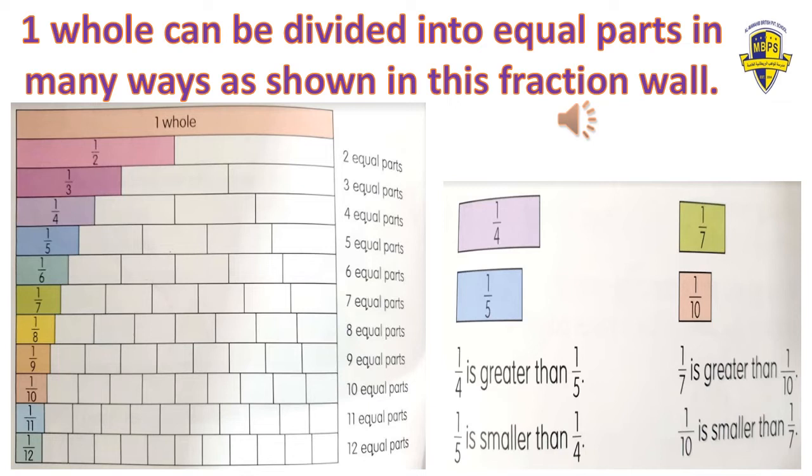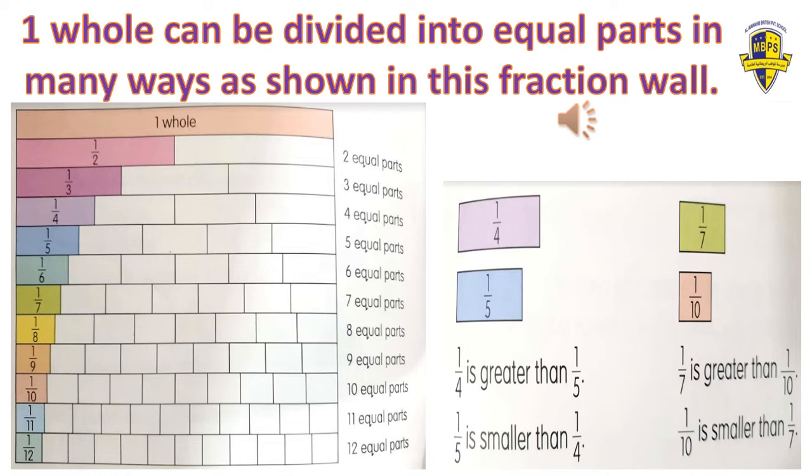Now we have one whole which is divided into 2 equal parts, and the fraction is half, which is 1/2. Next, we have it divided into 3 equal parts. We have 1/3. If you go down, you see it is divided into 4 equal parts, which is 1/4. Then we have 5 equal parts, 1/5. Then 6 equal parts, 1/6. 7 equal parts, 1/7. 8 equal parts, 1/8. 9 equal parts, 1/9. 10 equal parts, 1/10, 11 equal parts, 1/11, and 12 equal parts, 1/12.